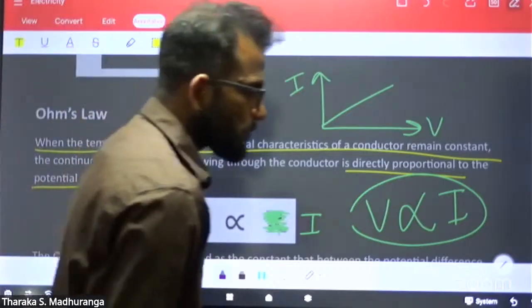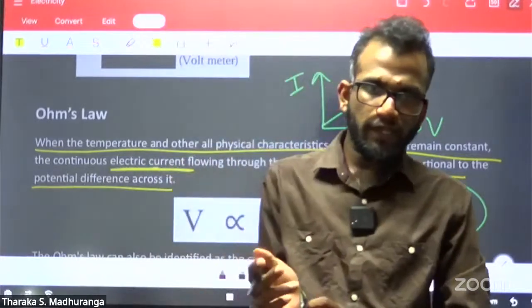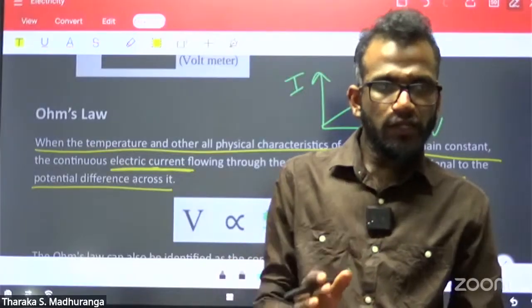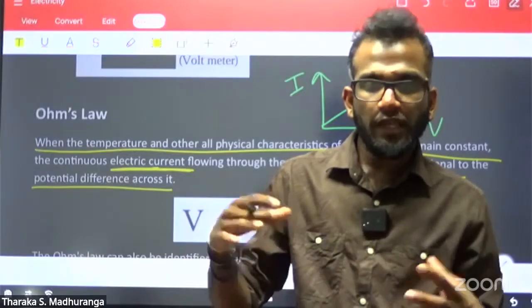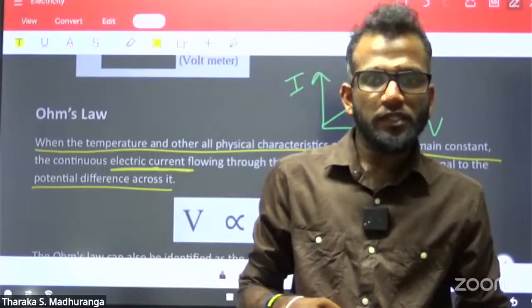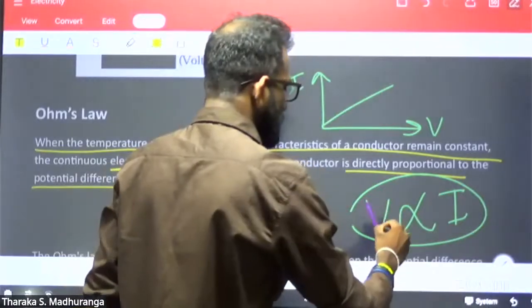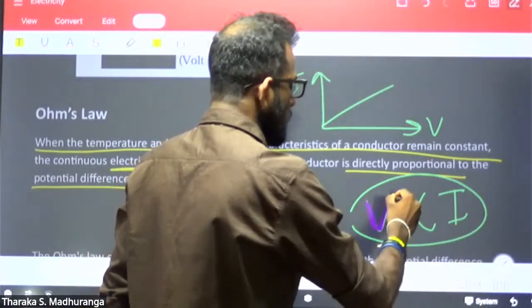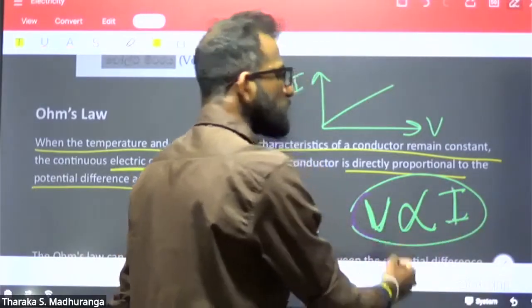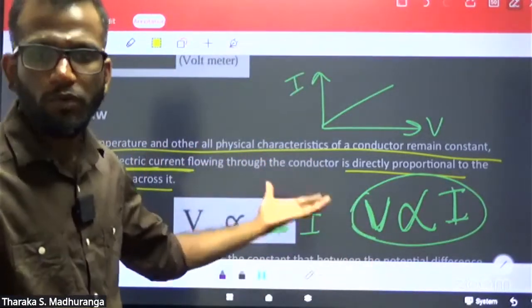How do we explain Ohm's law? Read with me. When temperature and all other physical characteristics remain constant, the continuous electric current flowing through a conductor is directly proportional to the potential difference across it. That's the basic thing: voltage means potential difference, and the voltage is directly proportional to the current. That's Ohm's law.